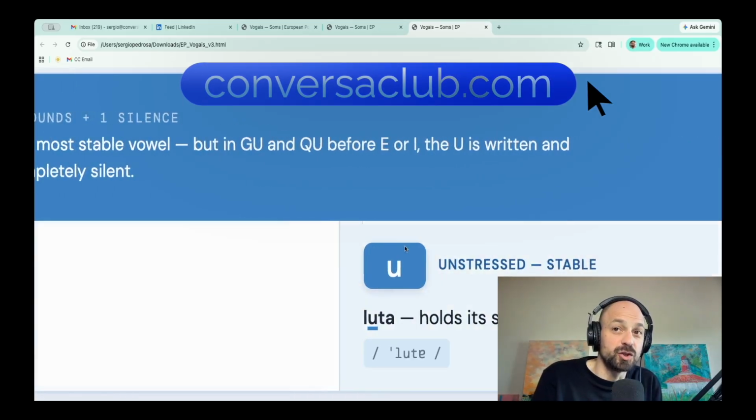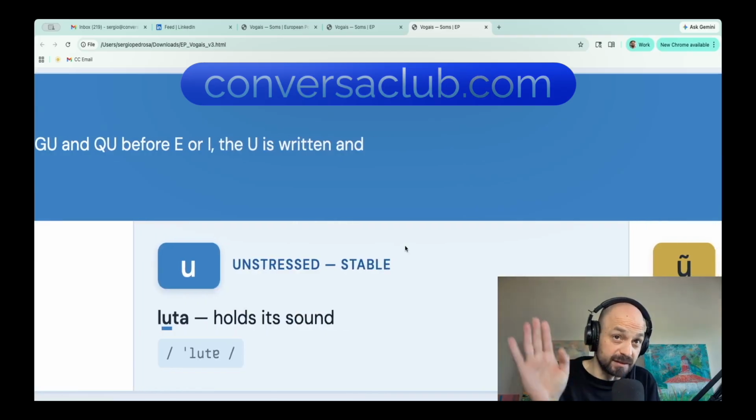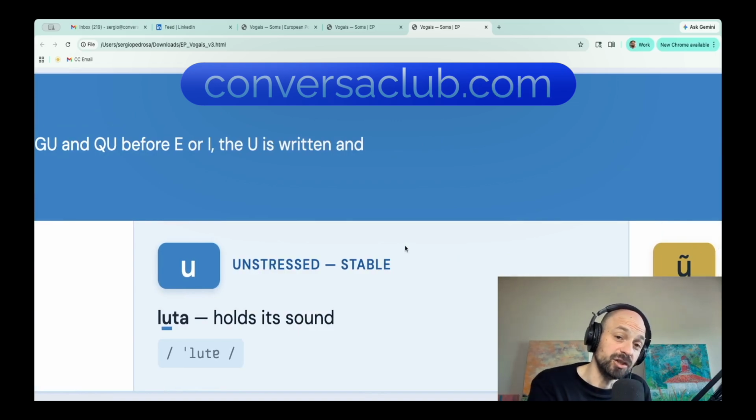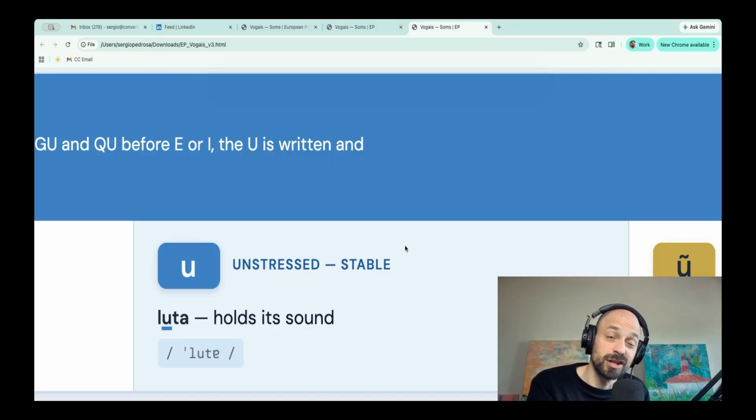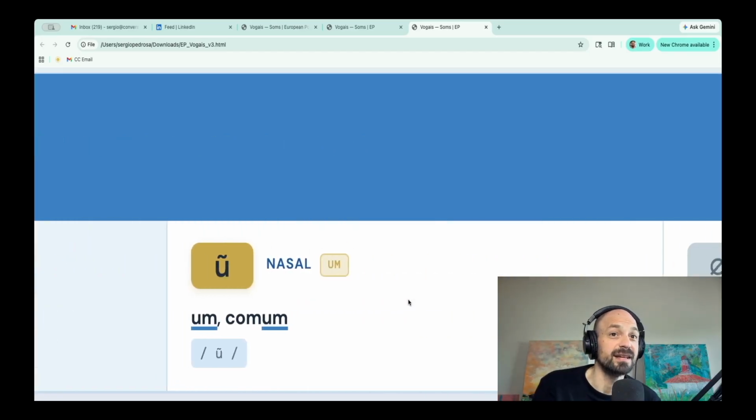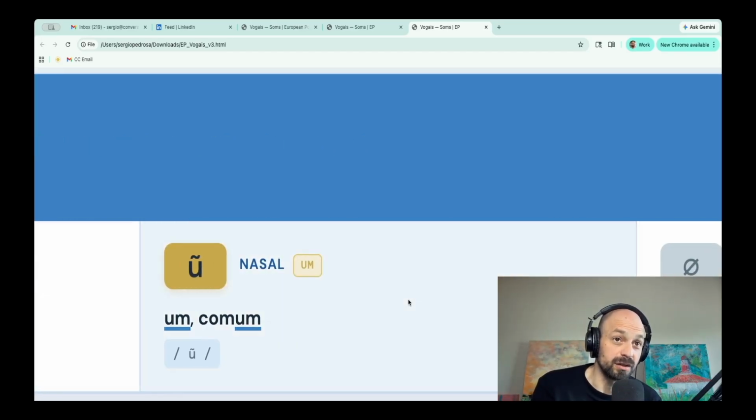So let's move on to our unstressed but stable U, right? This is where a lot of words are going to be. The U is in that penultimate syllable. It's going to have the open sound that you're going to have there. Luta. It's the word for like a battle or a fight. Luta, luta. Okay? Luta. "Oo, oo." That's the sound. Very across the board until we get to our nasally sounds, but they're still going to have the "oo" sound regardless.